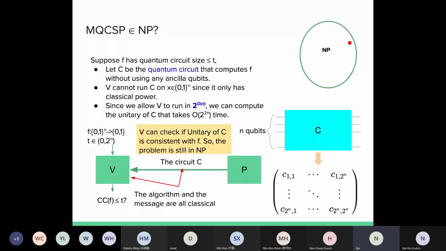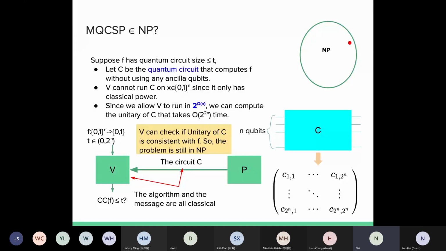After he computes the unitary, we can check if the unitary of C is consistent with F, so the problem is still in NP. He just tries all the computational basis states and does a matrix product, and then checks whether U and this C are consistent for all x. So that's the first idea to prove that MQCSP is in NP.